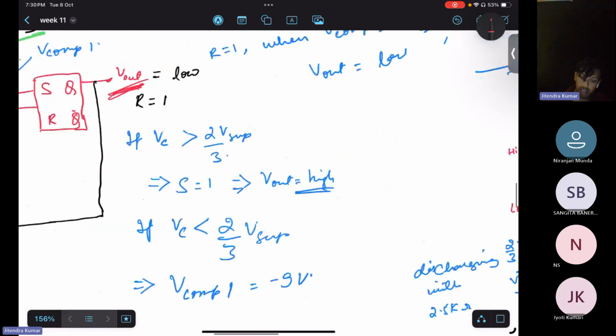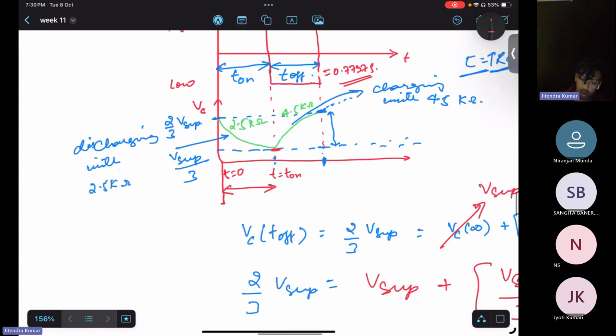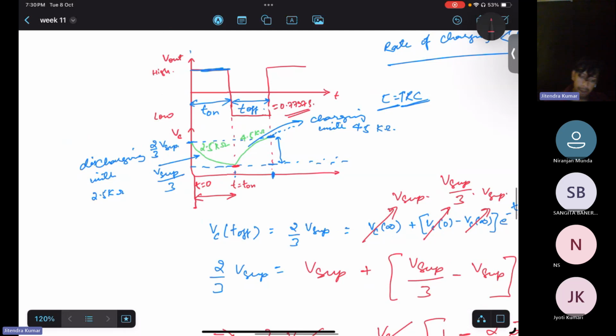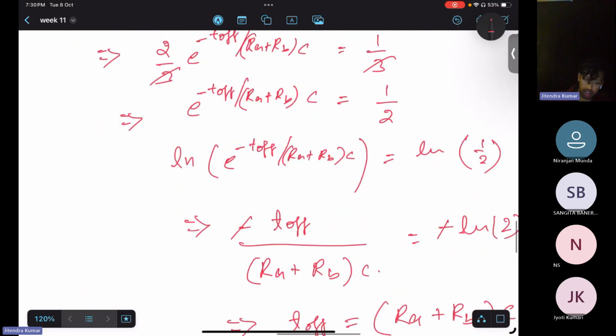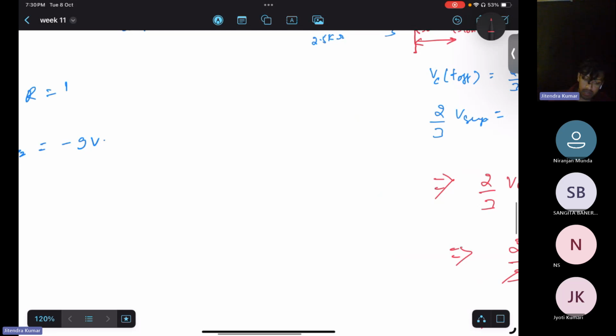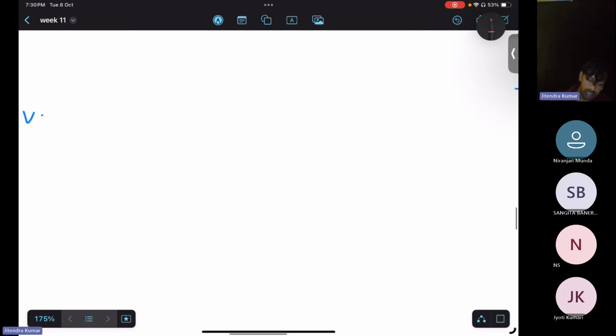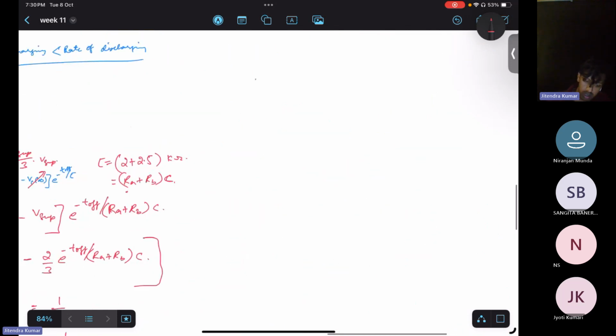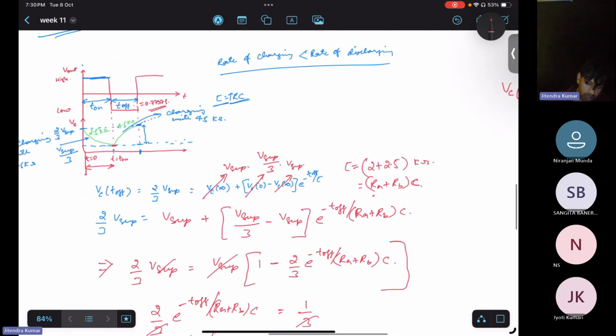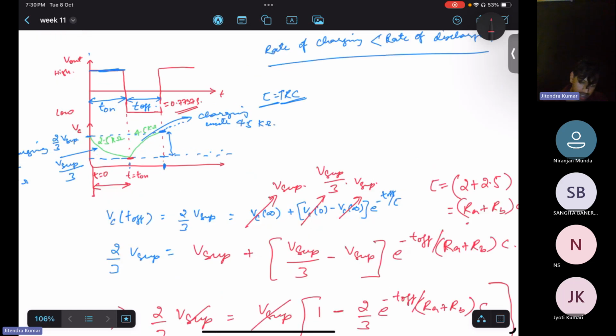Okay, so now we have to calculate the slope. Now again we will do the entire phenomena, right? So VC at T on, VC at T on. Okay, so VC at T on is how much? VC at T on is how much? V supply by 3. Am I right?